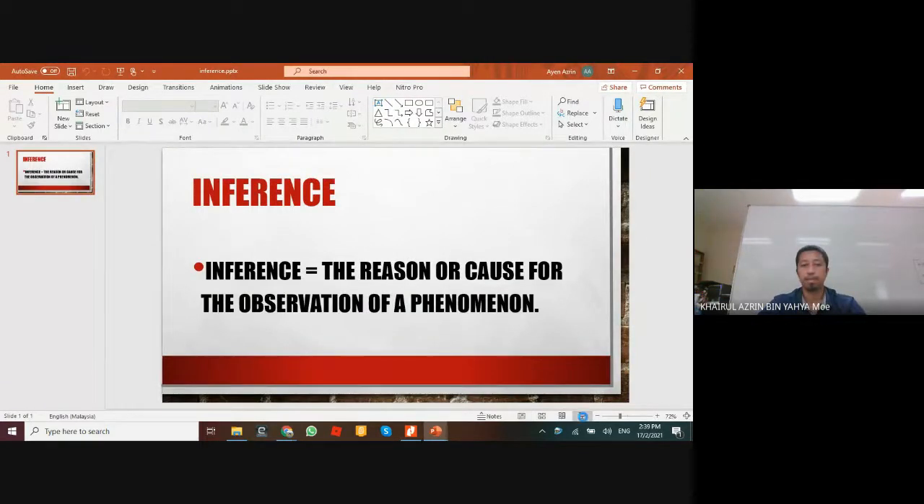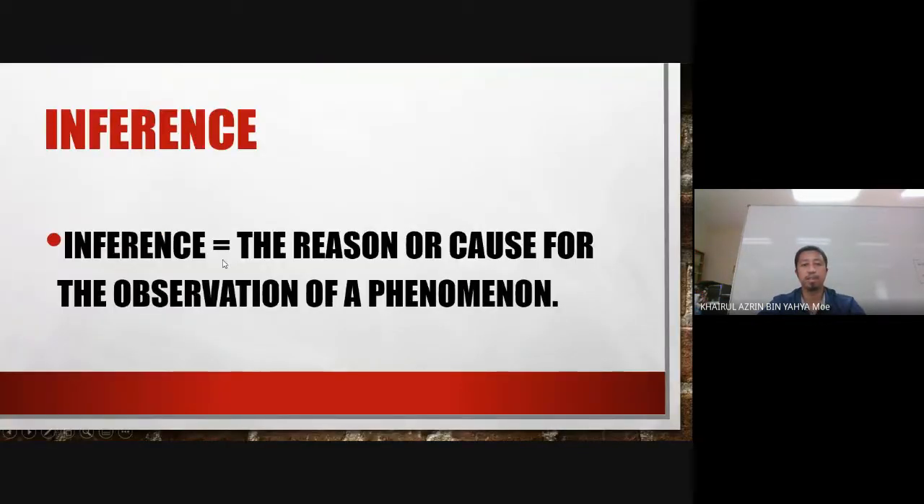Inference is the reason or cause for the observation of a phenomenon. And this is the definition of inference. Again, inference is the reason or cause for the observation of a phenomenon. Inference tu adalah sebab, sebab kepada pemerhatian sesuatu fenomena. The reason or cause for the observation of a phenomenon.